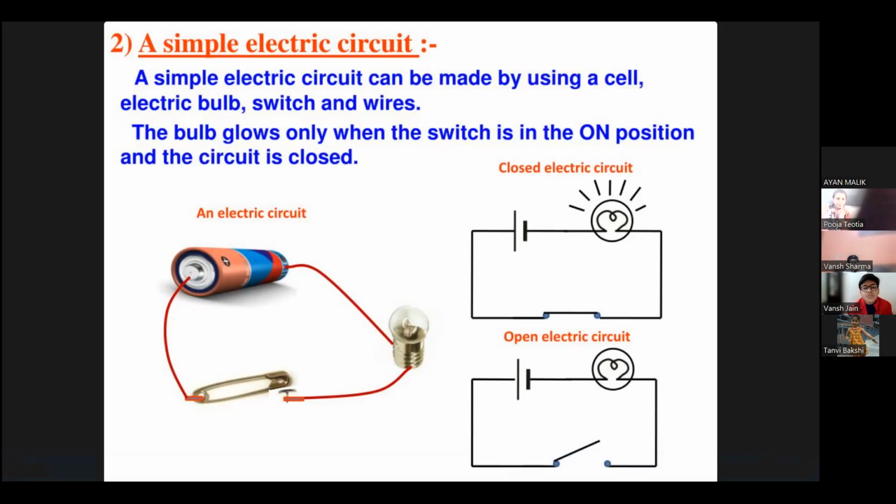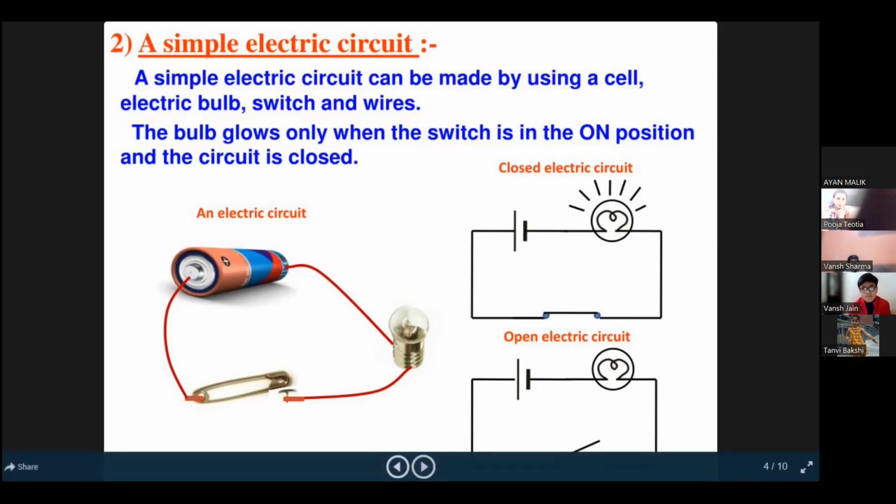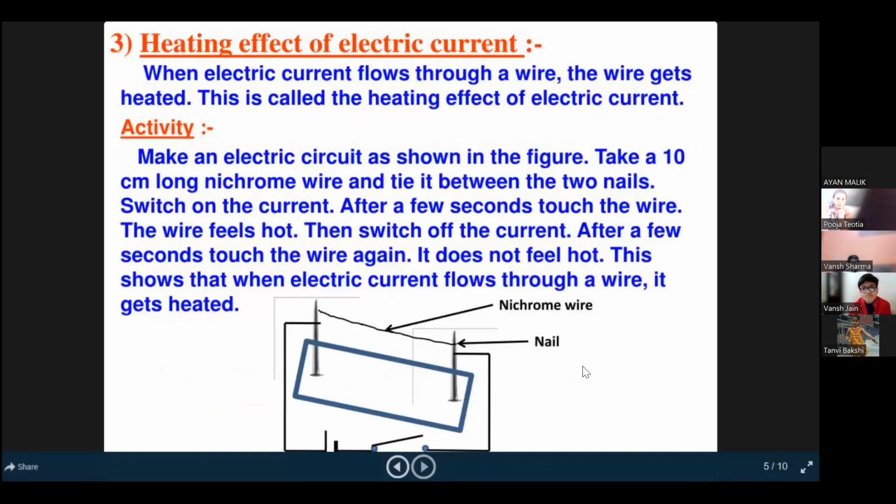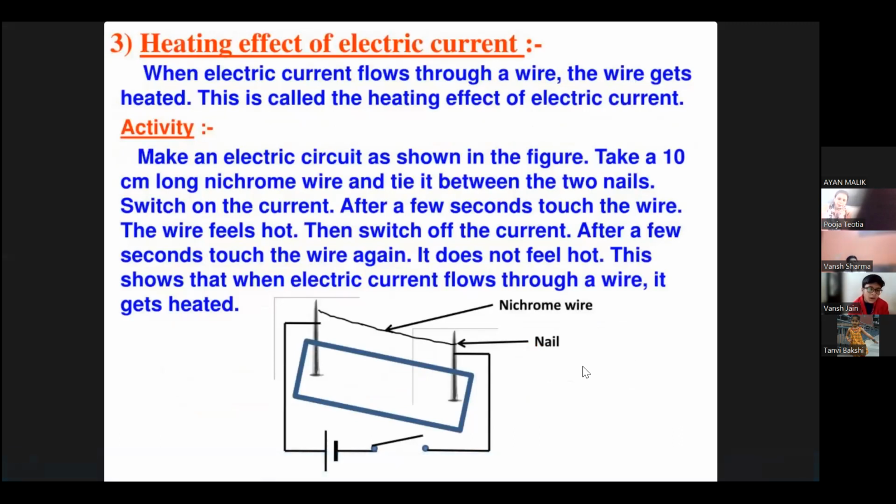Next is, anything you want to ask, children? Open and close circuit. After that, we'll discuss two effects.